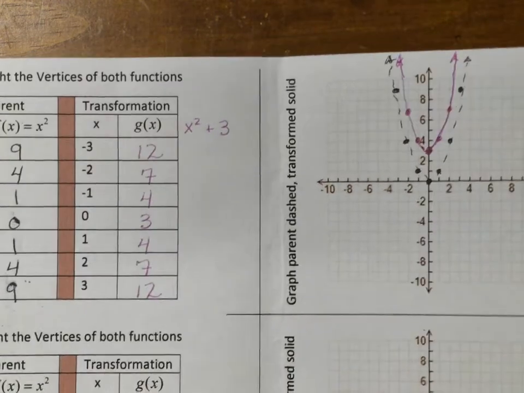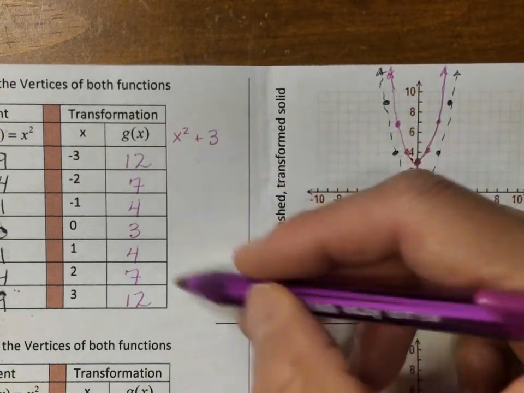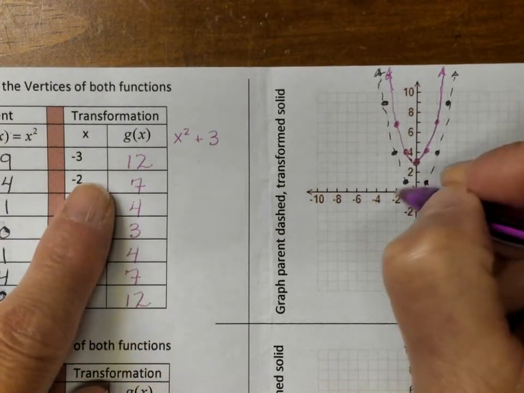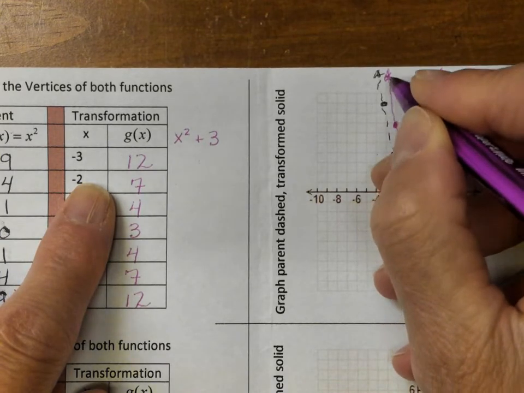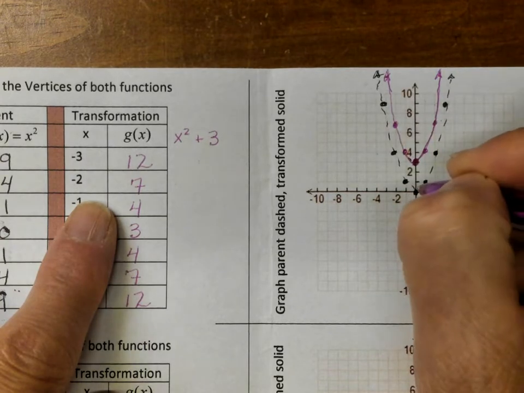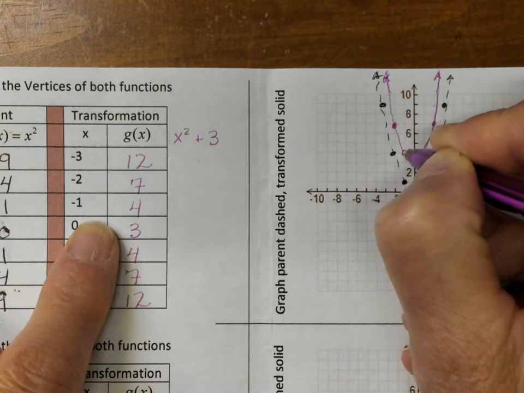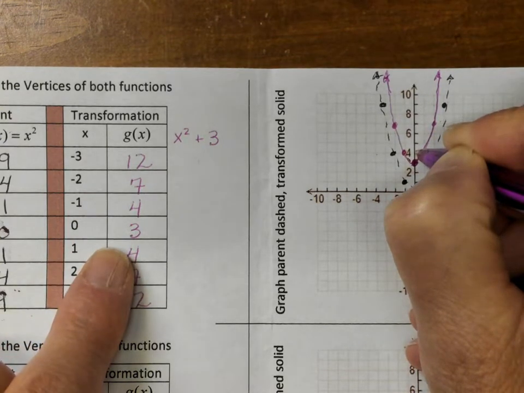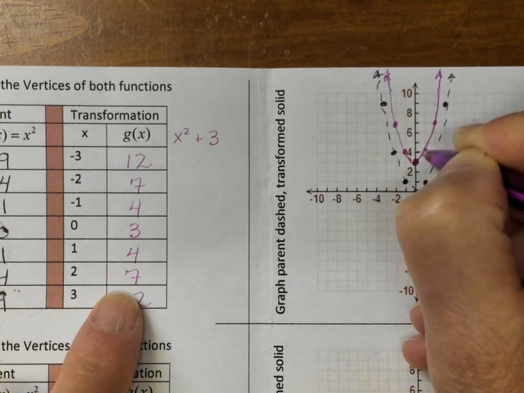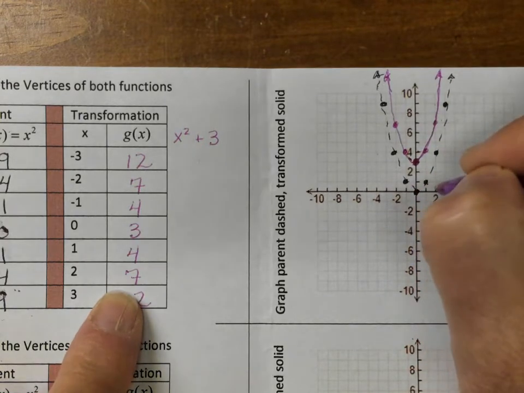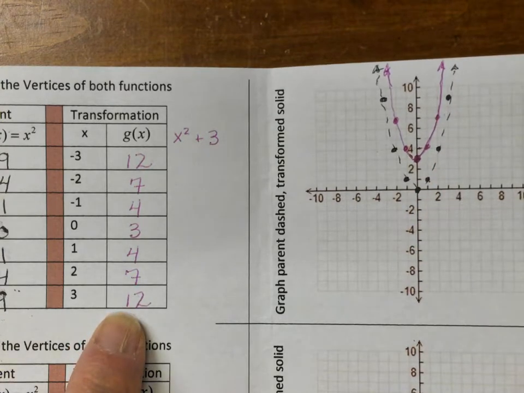So let's go ahead and check to see if we in fact put these points in the right place by comparing it to our table. So -3, well, that's off the chart. Remember I said that was too high up, so we didn't graph it. So at -2, we got 7. At -1, we got 4. At 0, we had 3. At 1, we had 4. At 2, we had 7. And then again at 3, it was off, so we didn't graph it.